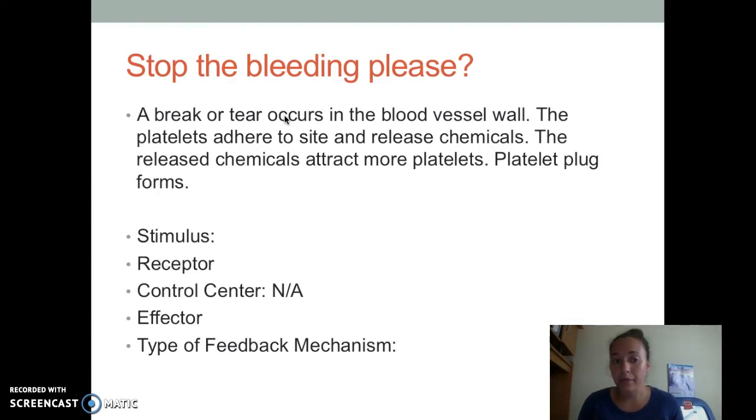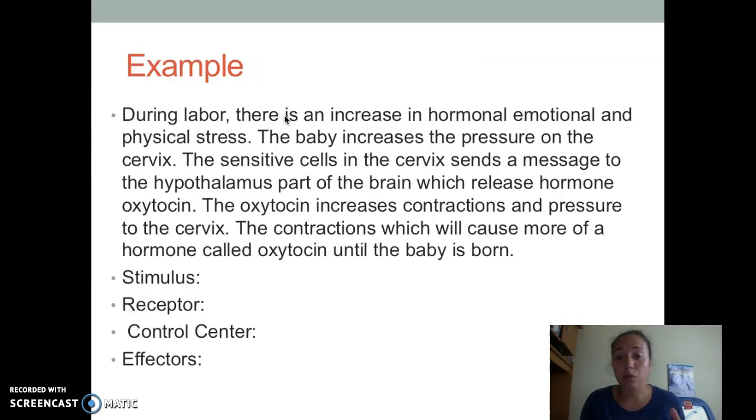Stimulus is the break. Receptors are the platelets. Effector are the platelets. So it's kind of funny in this one, there's like a chemical between them. There's no control center. There's no signal to the hypothalamus. It's all chemically released right there. Type of feedback mechanism is positive because the set point is going further away. So the number of platelets keeps increasing. And just like the example before that, with the labor, contractions keep happening, more and more pressure on the cervix, until the baby is born, and then it stops.